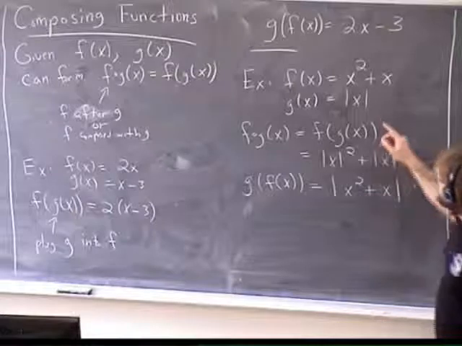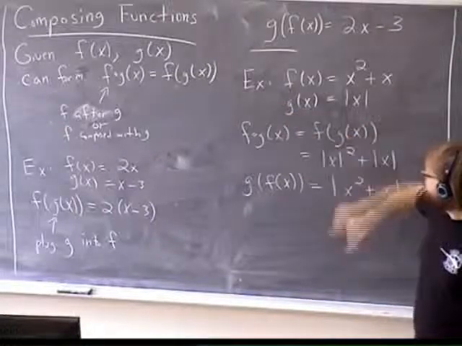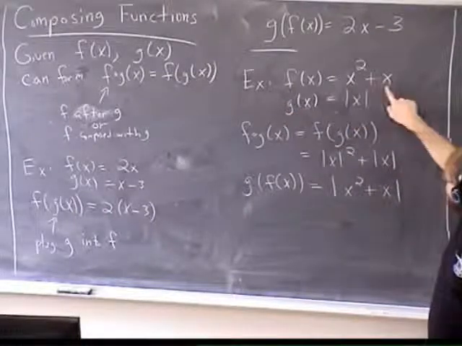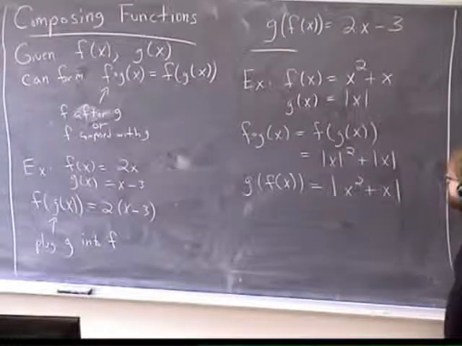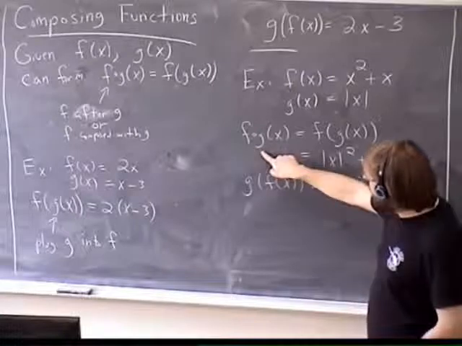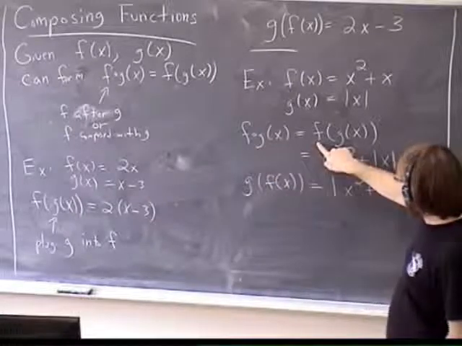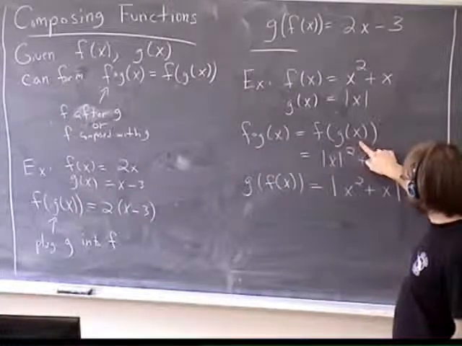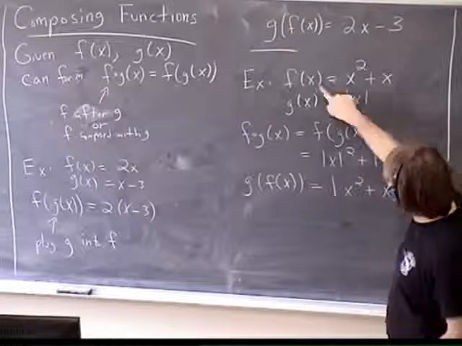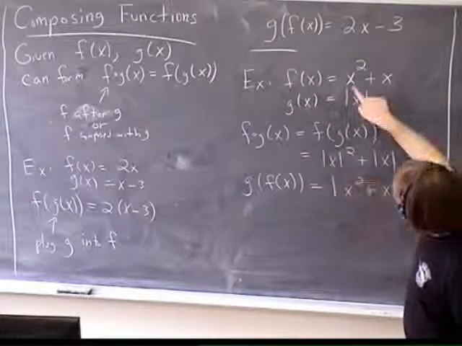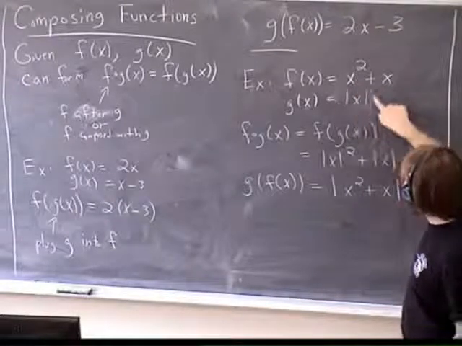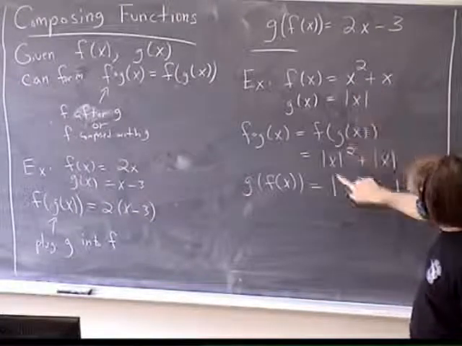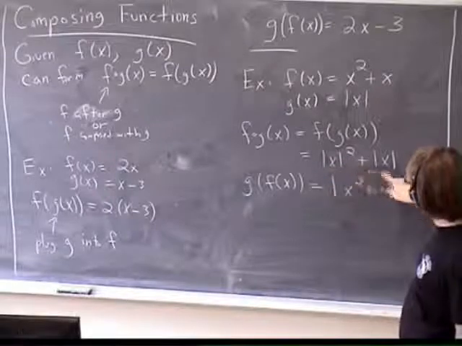Okay, so now let's look at another example. f of x equals x squared plus x, g of x equals the absolute value of x. Now if we want to do f composed with g, or f after g of x, then we're going to plug g into f. So now wherever we see an x in this expression, we replace it with absolute value of x. And that's how we get absolute value of x squared plus absolute value of x.